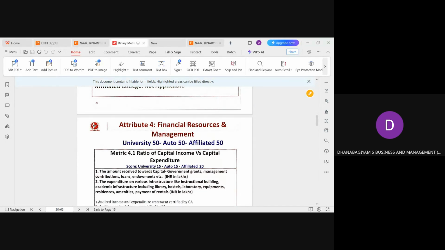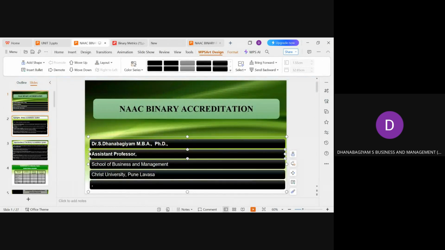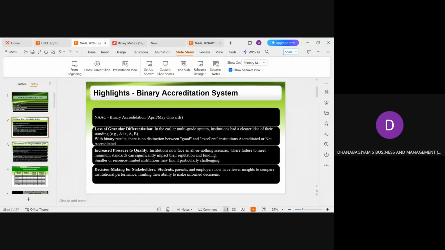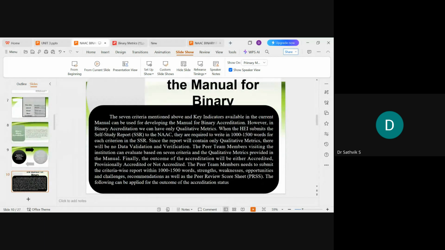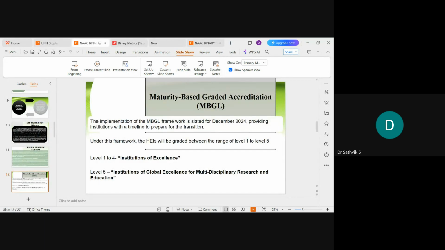Yes, 1 minute, I will share the PPT so that you will get a good idea. I will share the screen. So here you can see, at the initial level, binary will be there, sir. Once after completing 1 year, like that. Then when it comes to the MBGL, there will be a continuous improvement, like level 1 to 4. So in such cases, we can go with the MBGL level, sir.